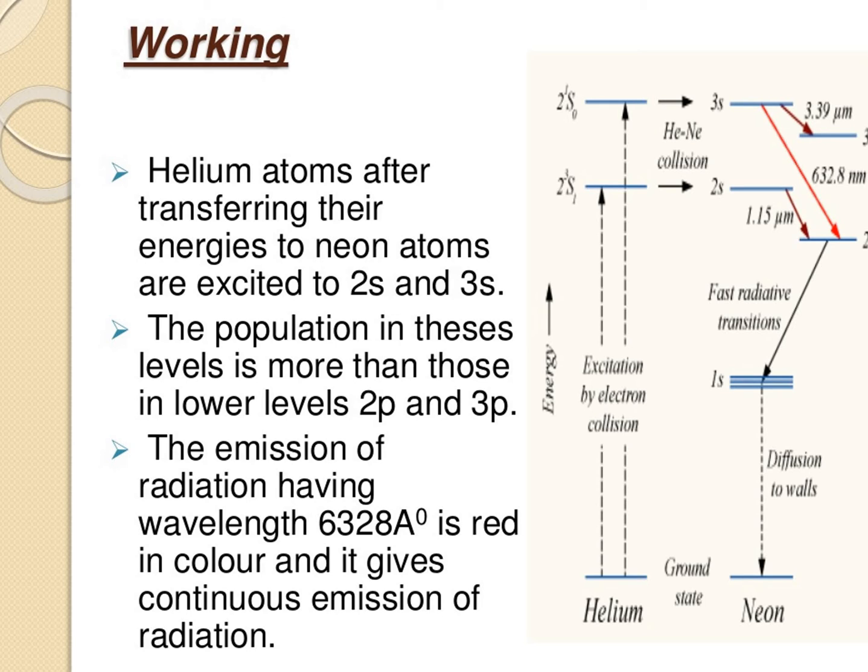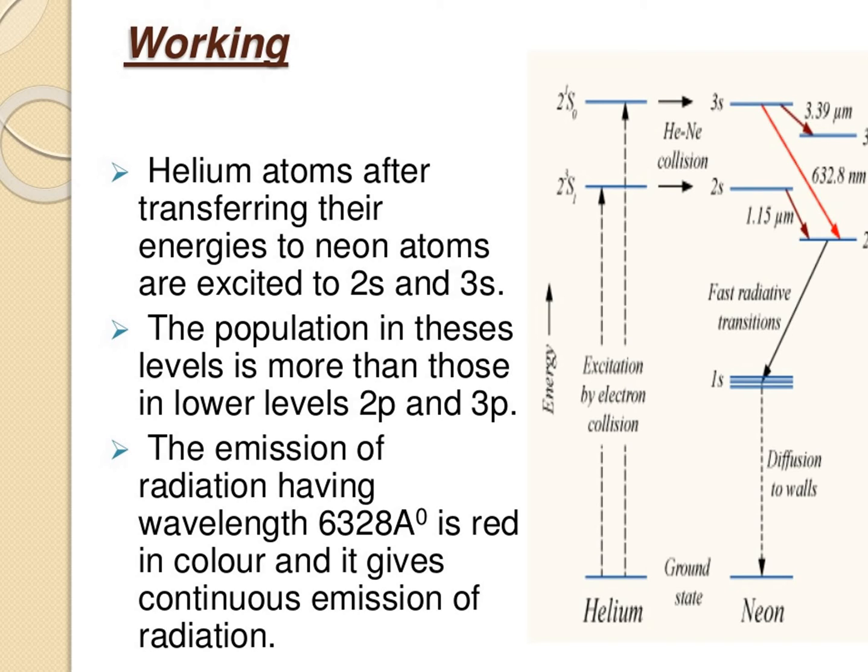In due course of time, a population inversion state is achieved between the energy levels 3s and 3p, 3s and 2p, and 2s and 2p. One is between 3s and 3p, the other one is between 3s and 2p, the last one is between 2s and 2p. So there is a possibility for the transition to take place between these energy levels.